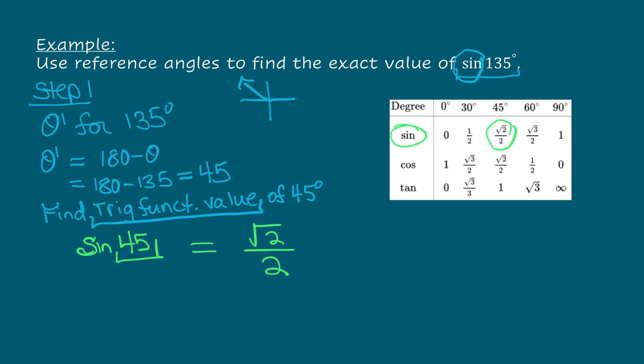Now, your original angle is in quadrant 2 right here. The sine in quadrant 2 is positive, so this is going to be a positive value. So we can say that the sine of 135 is positive square root 2 over 2.